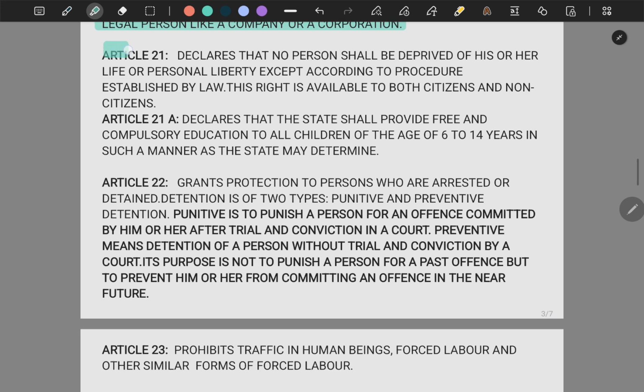Okay, and next is Article 21. It declares that no person shall be deprived of his or her life or personal liberty except according to procedure established by law. So this right is available to both citizens and non-citizens. Okay, and next is Article 21A, and it declares that the state shall provide free and compulsory education to all children of the age of 6 to 14 years in such a manner as the state may determine.